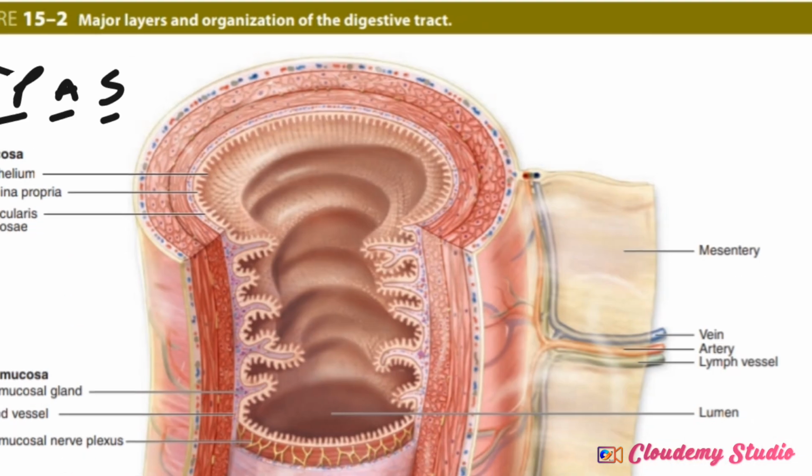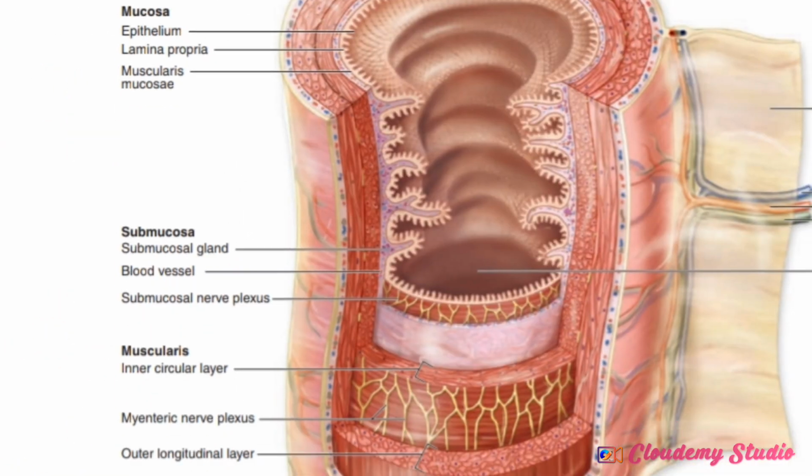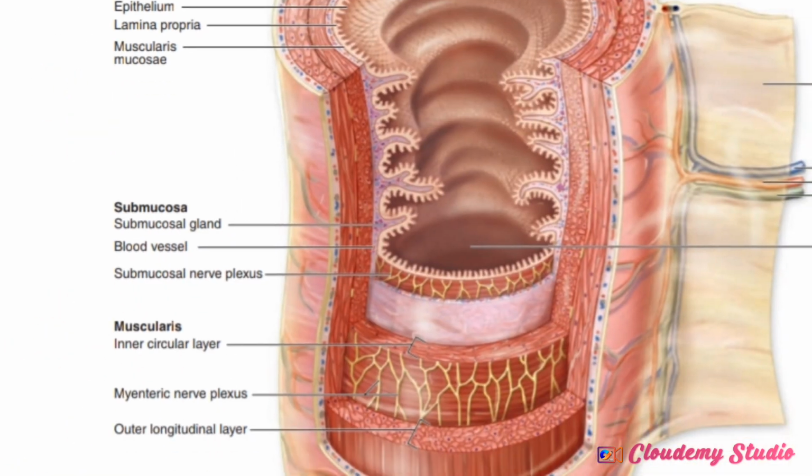You understand? Now, we have the second one, which is the submucosa. The submucosa is present between the muscularis externa and the mucosa itself. Now, the submucosa is made up of loose connective tissue. So look, this is the submucosa. It's made up of loose connective tissue, and apart from it, it has blood vessels and lymphatics.